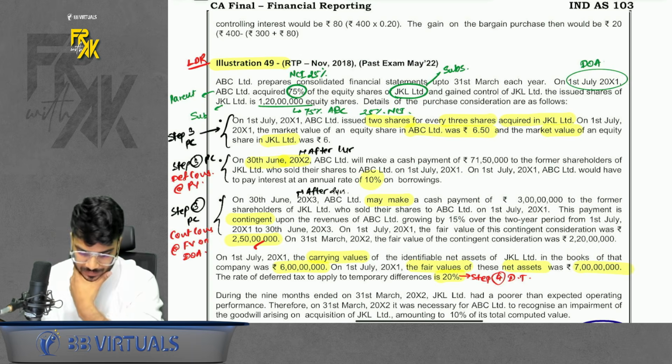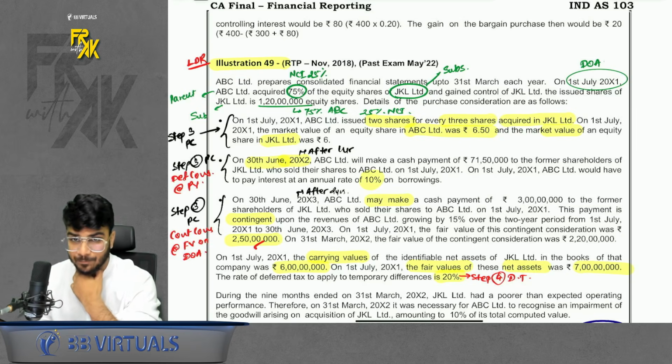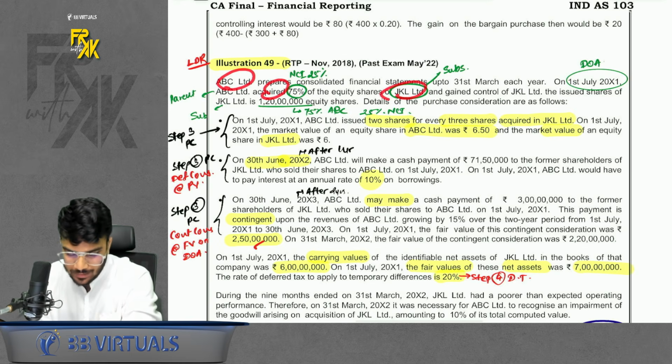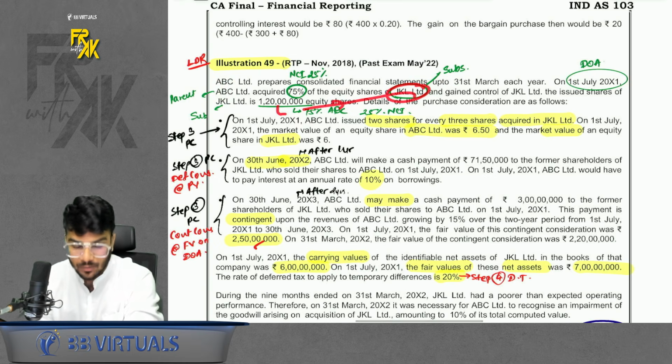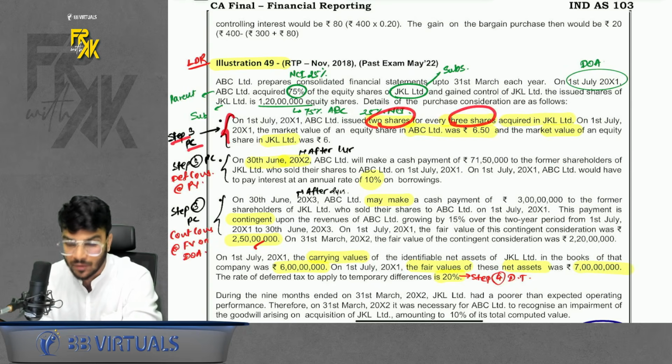Anyways, illustration 49, what does it say? It says that ABC acquired 75% of JKL. So JKL is a subsidiary and ABC is the parent. Share capital of JKL is given as 1.2 CR. Out of that, we are acquiring 75%; 25% belongs to NCI. Then information is given for PC, where we are giving shares in the ratio of 2/3.